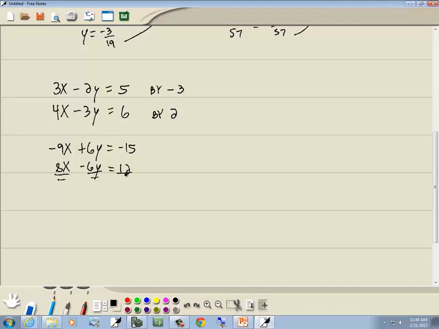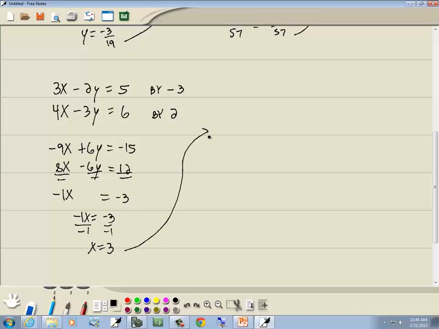You know, this one actually might come out halfway decent. Negative 9x plus 8x is negative 1x. 6y minus 6y drops away. Negative 15 plus 12 is negative 3. Oh, what are the odds? I better go to the casino today. Usually I make them up. They don't come out nice like this. I'm going to divide both sides by the number in front of your x, which is negative 1. And I get x is equal to 3.